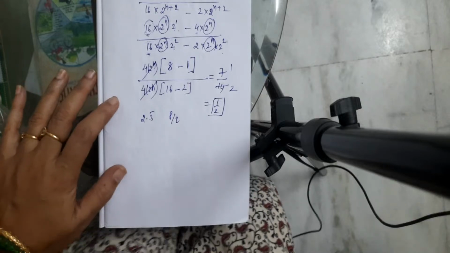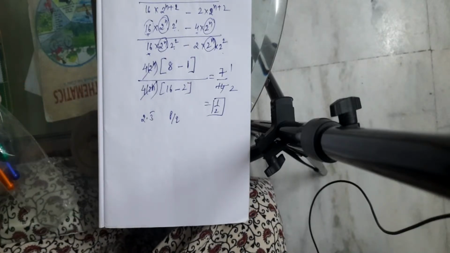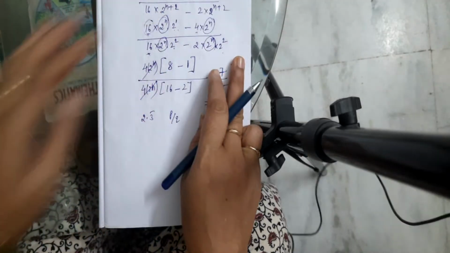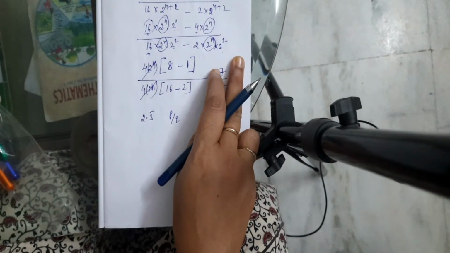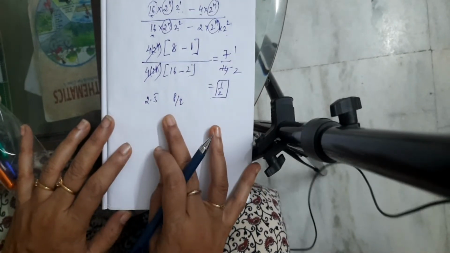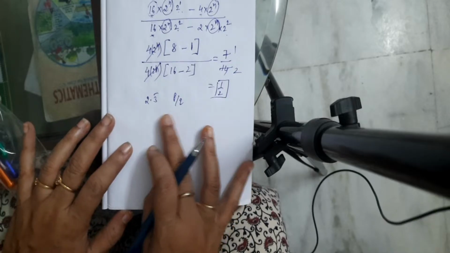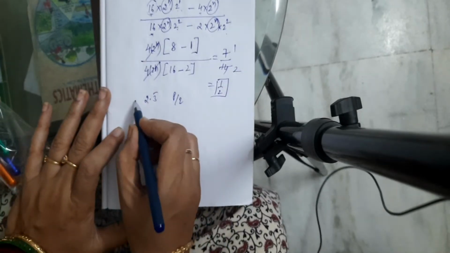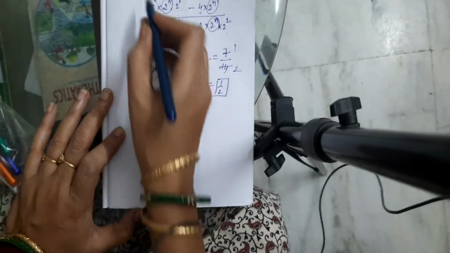The next one: if 2.23 bar is there, how are we going to solve this? This I already told you. So these two questions are out of the first chapter.